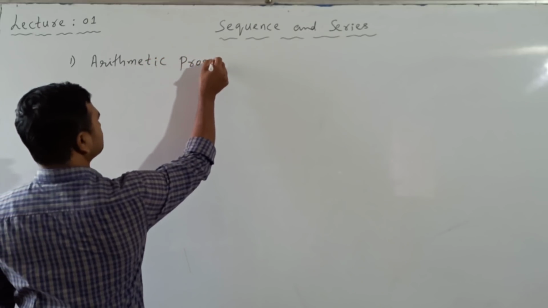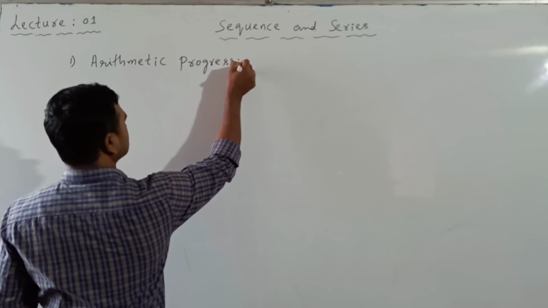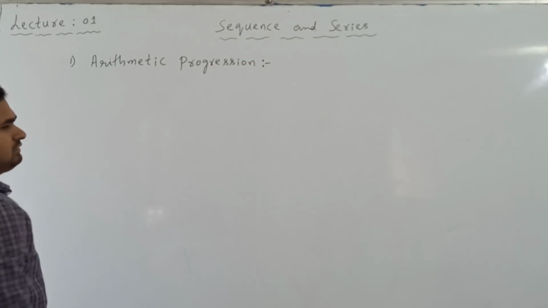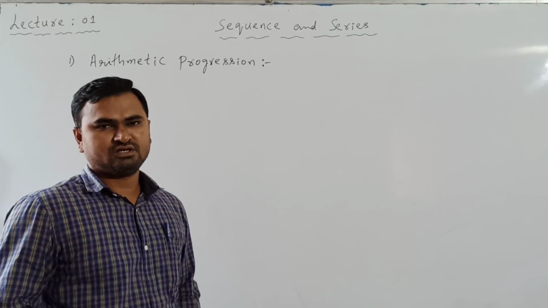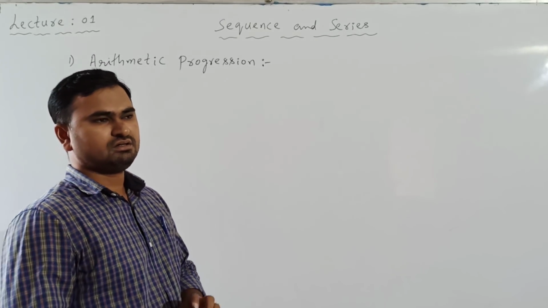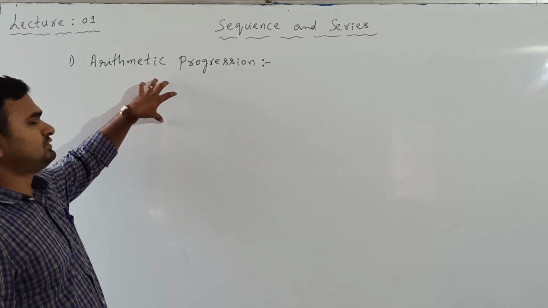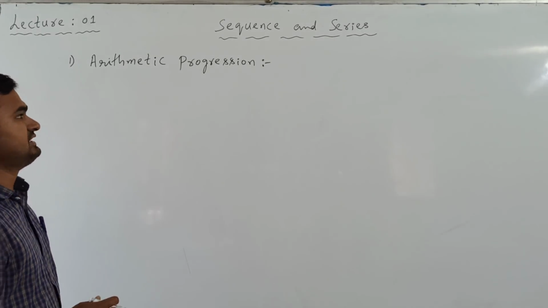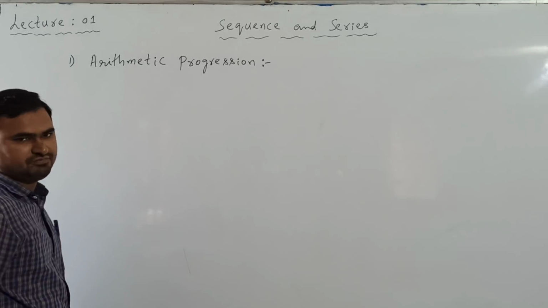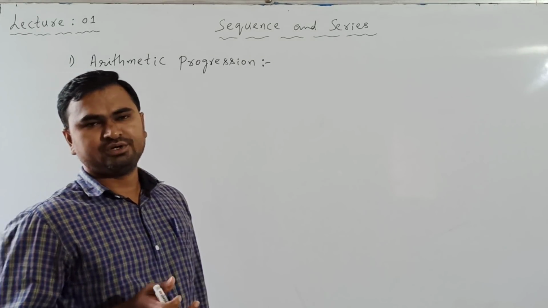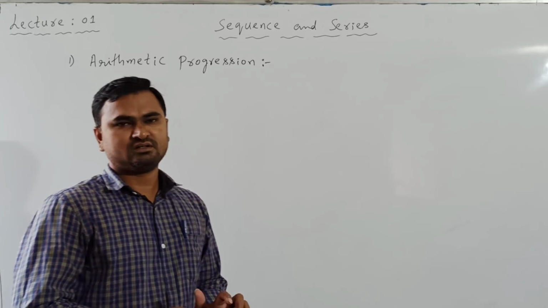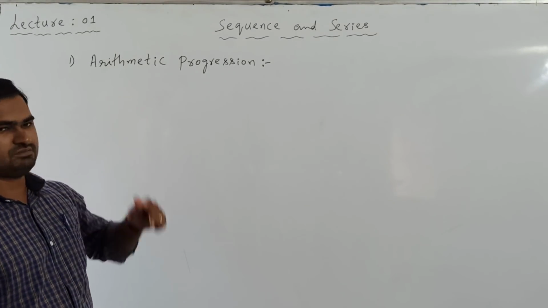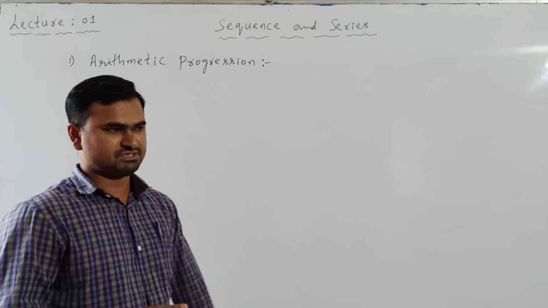Arithmetic progression. If a sequence of terms is given, then that sequence of terms is said to be in arithmetic progression if there is some condition. The condition is that the difference between any term and its previous term should always be the same. Then the given terms are said to be in arithmetic progression.